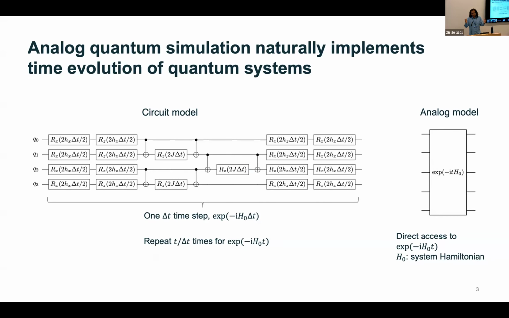And there are wonderful tools to do compiling and different algorithms to do this, but in an analog system, we get this directly, assuming H0 is a system Hamiltonian. So for the purpose of this talk, I will focus on the analog mode. Of course, there are trade-offs, there is noise and other things which make the future of this interesting.